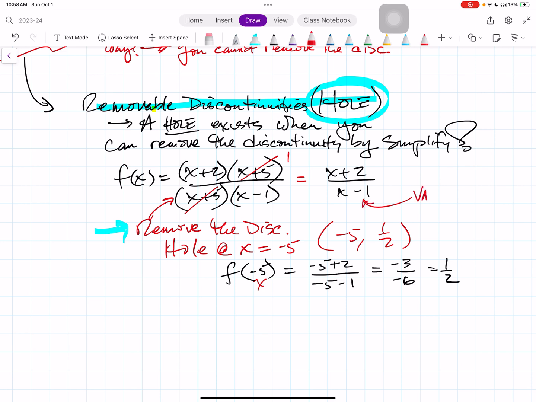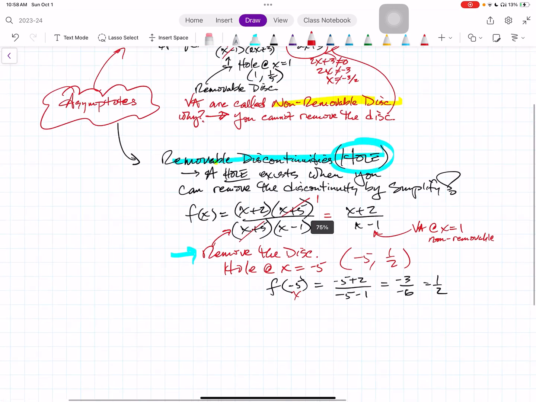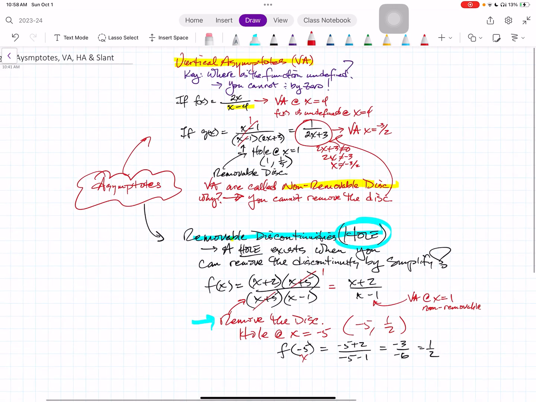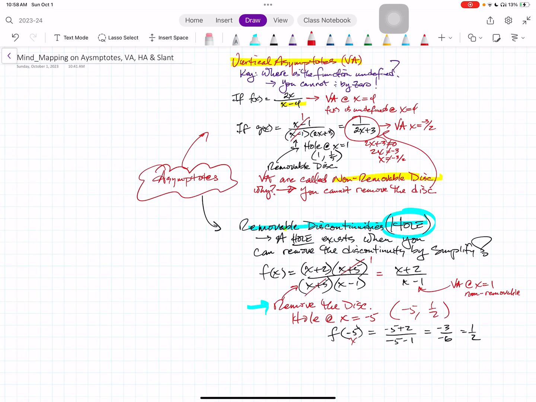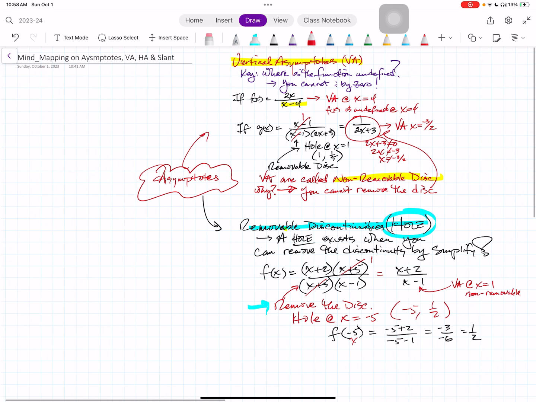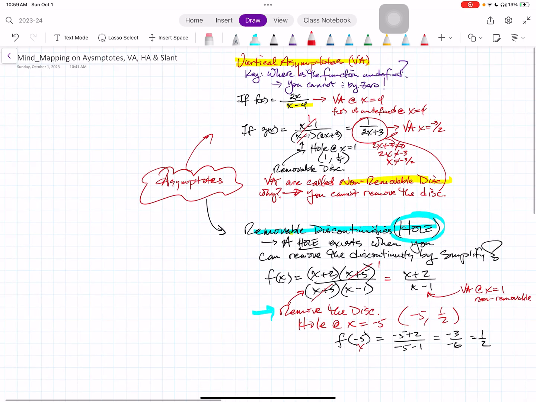Okay, so let's make a note of that. Vertical asymptote at x equals 1 because it's non-removable. So you guys have to clearly understand what type you're dealing with here. And then no matter what function I give you, you just respond. Okay? And it's that simple. Those are the two main types. And then of course we have the horizontal, and then we also have the slant. Okay, so let's talk about those.